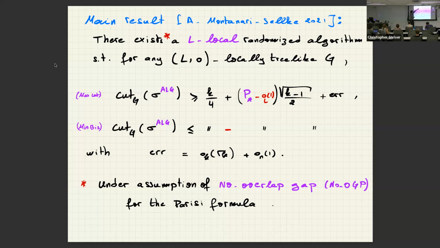So what is this asterisk here? This is under an assumption. So this theorem is conditional. It's under this assumption that is called the no overlap gap property for the Parisi formula. So I'm going to try to explain what those things are. No overlap gap we've seen this morning. But it takes another form in this full RSB model, and I'll explain what that means also. And let's get into it.